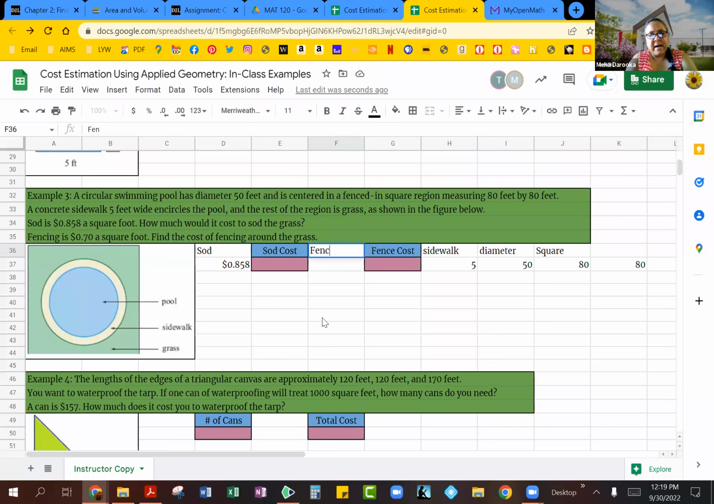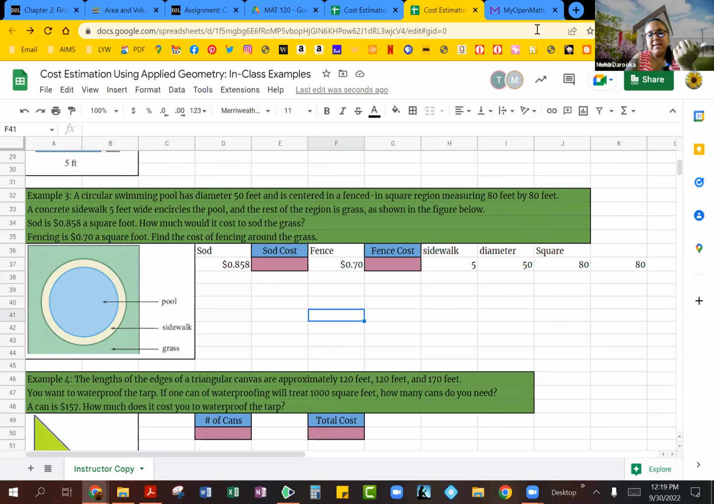For the fence, they are charging us basically 70 cents. So you've got 0.70 for each square foot. And again, I'm going to change that to a dollar amount. So these are all the dimensions that are given to us. Obviously, if you're talking about sod, you're only going to put the sod in the grassy area. And then the fence is going around the grass.